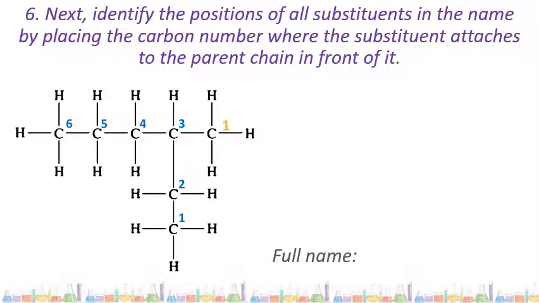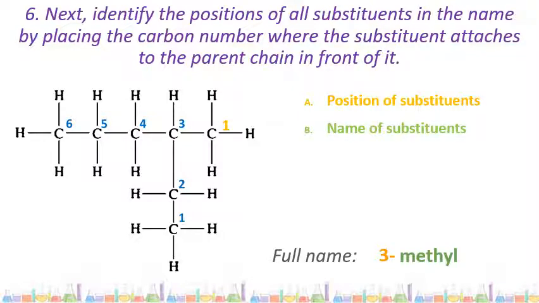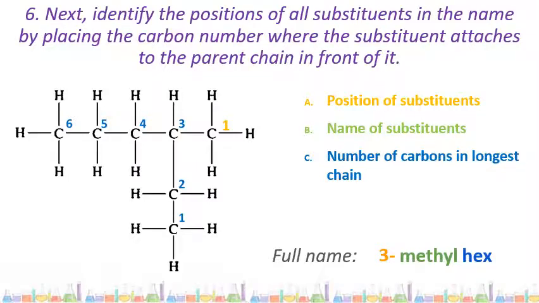Next, we need to identify the positions of all the substituents in the name by placing the carbon number where the substituent attaches to the parent chain in front of it. So this is our last step. We already worked out that the position of the substituent is 3. The name of the substituent is methyl. The number of carbons is hex. And the homologous series is ane, alkane. So our full name for this compound is 3-methylhexane.